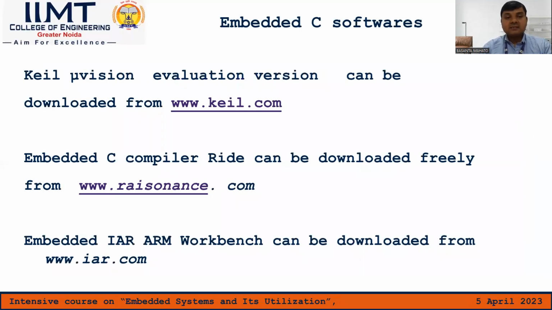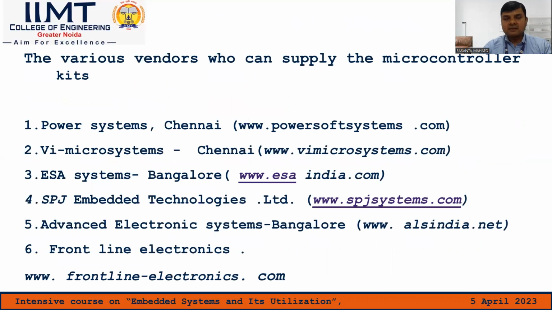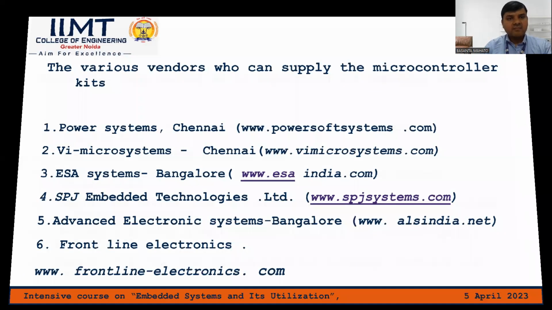For the embedded C software, you can download it through this. You can get the Keil uVision evaluation version. The embedded C compiler can be downloaded free from this. Embedded IAR is also available, so various vendors are there. These are the vendors through which we can get the microcontroller kit. We can purchase it at a reasonable price.